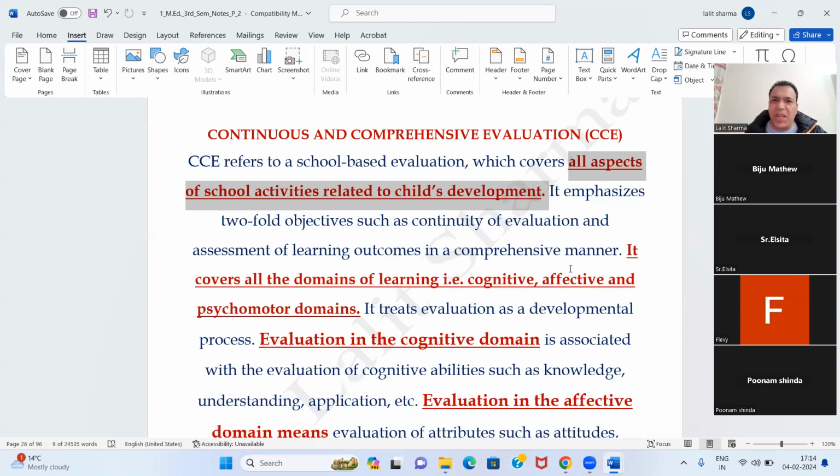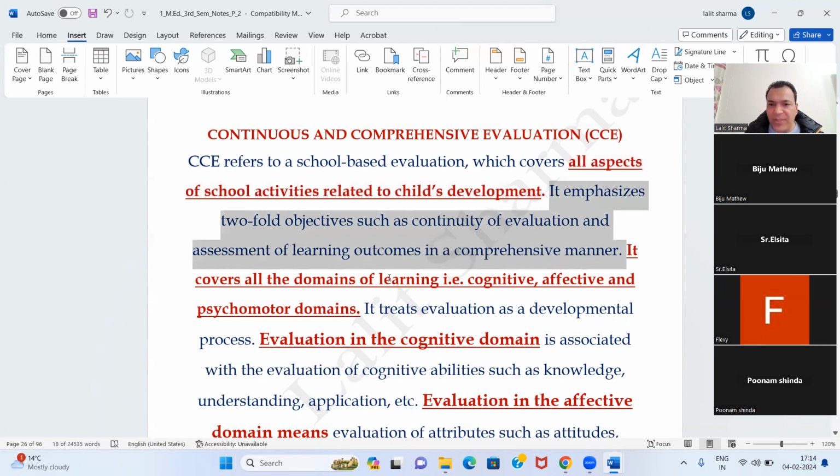And whatever resources we have, irrespective of them being very few, by applying all these resources we have to make the teaching learning process effective, right? So this is the quality of the teacher and principal. So continuous and comprehensive evaluation refers to a school-based evaluation which covers all aspects of school activities related to the child's development.